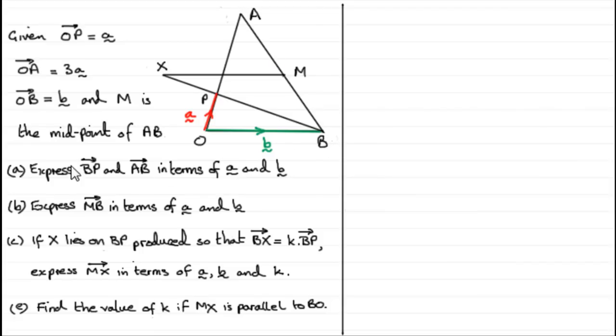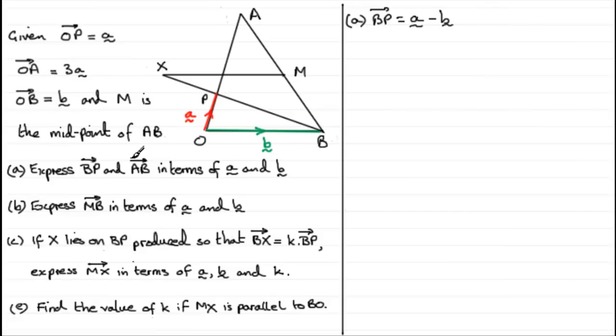So, first of all, what we've got to do is express BP and AB in terms of a's and b's. So let's start then with part a. First of all, BP. Going from B to P is exactly the same as going B to O, which is minus b, followed by O to P, which is a. So we've got minus b plus a, although you might prefer to write it the other way round as a minus b, but either way would do.